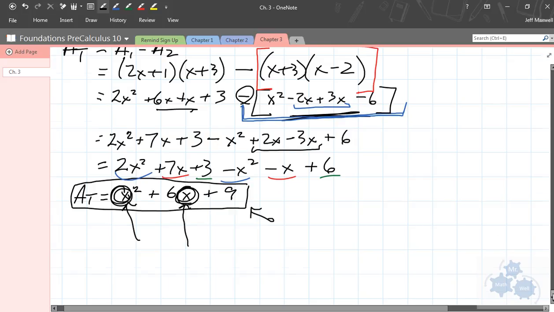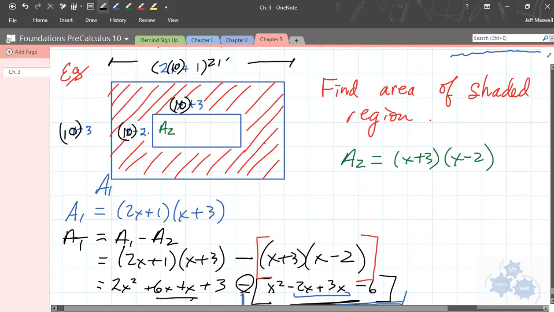All right? So that's an example of finding an area in between two shapes, or the resulting area, such as number 17 on 3.7, page 187.